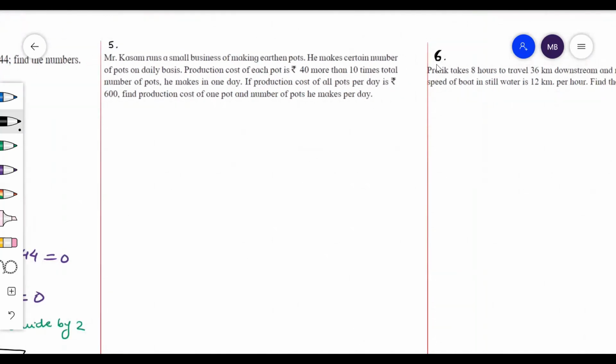Now, question 5. It says, Mr. Kasam runs a small business of making earthen pots. He makes a certain number of pots on a daily basis. Production cost of each pot is rupees 40 more than 10 times the total number of pots he makes in one day. If the production cost of all pots per day is rupees 600, find the production cost of one pot and the number of pots he made per day.